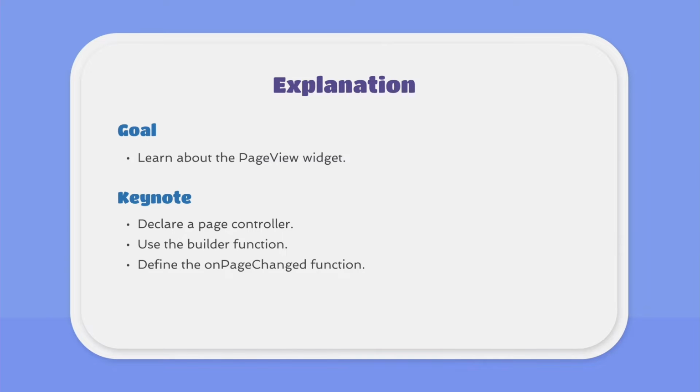We will look at how to declare a page controller and use the builder function to create the PageView widget. Lastly, we will set the onPageChanged function, which gets called every time the user swipes to a new page.